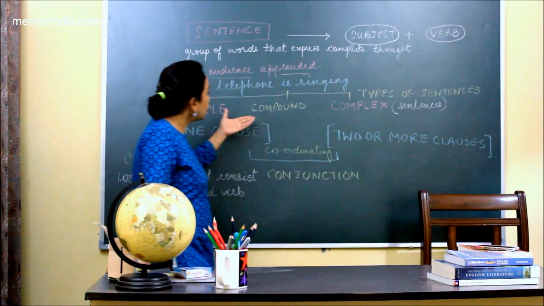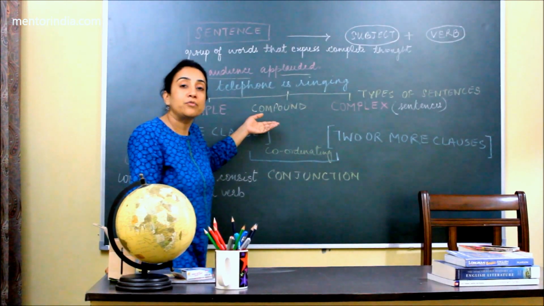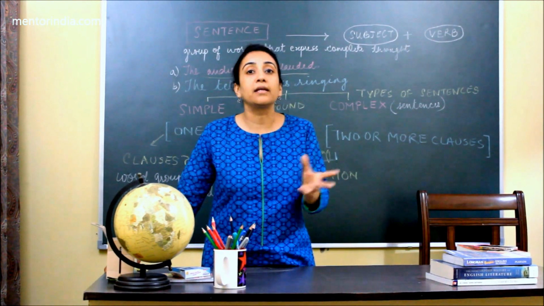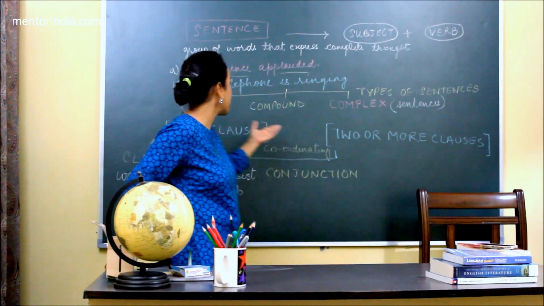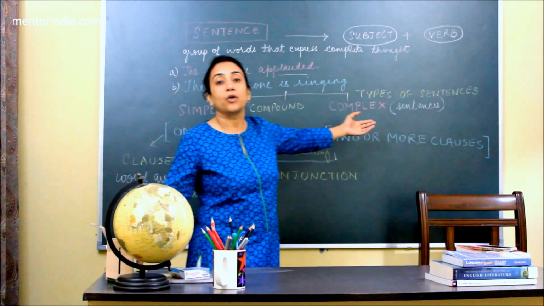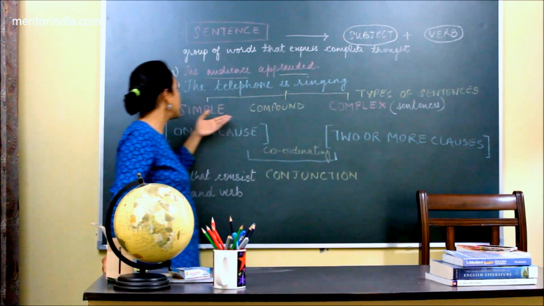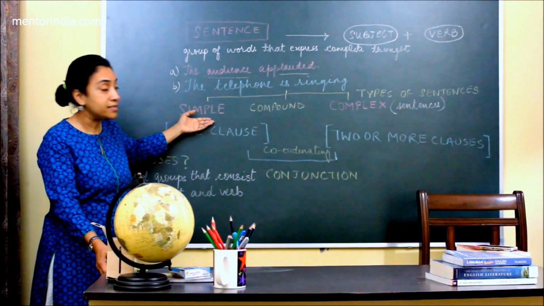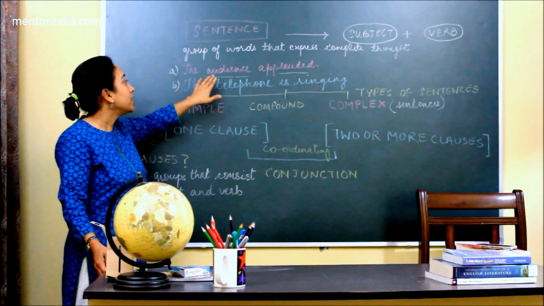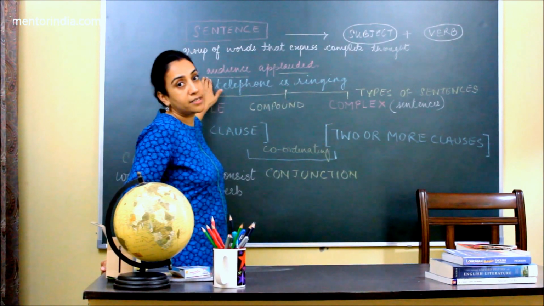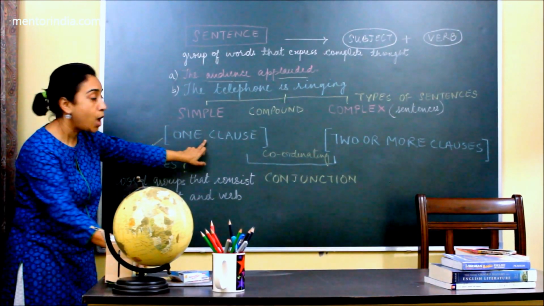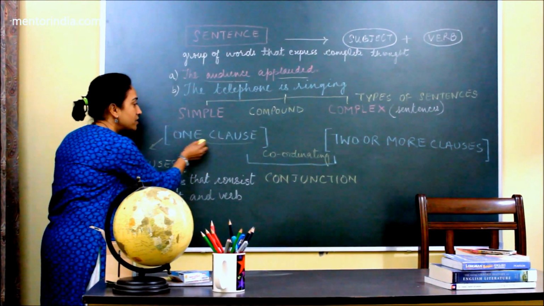Now, there are three types of sentences that we can create with the help of subject, verb and other helping verbs in the grammar part. These are simple, compound and complex. First of all, to look at a simple sentence, what does it do? If I look at the audience applauded, it is a simple sentence. A simple sentence is one in which we have only one clause. Now what is a clause?